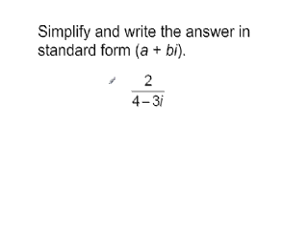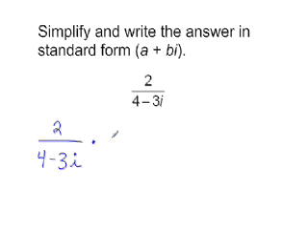Simplify and write the answer in standard form, a plus bi. We are given the expression 2 divided by the complex number 4 minus 3i. To simplify this complex number, we are not allowed to have i in the denominator of a fraction, because i is the same thing as the square root of -1, and as you know, we're not allowed to have radicals in the denominator.